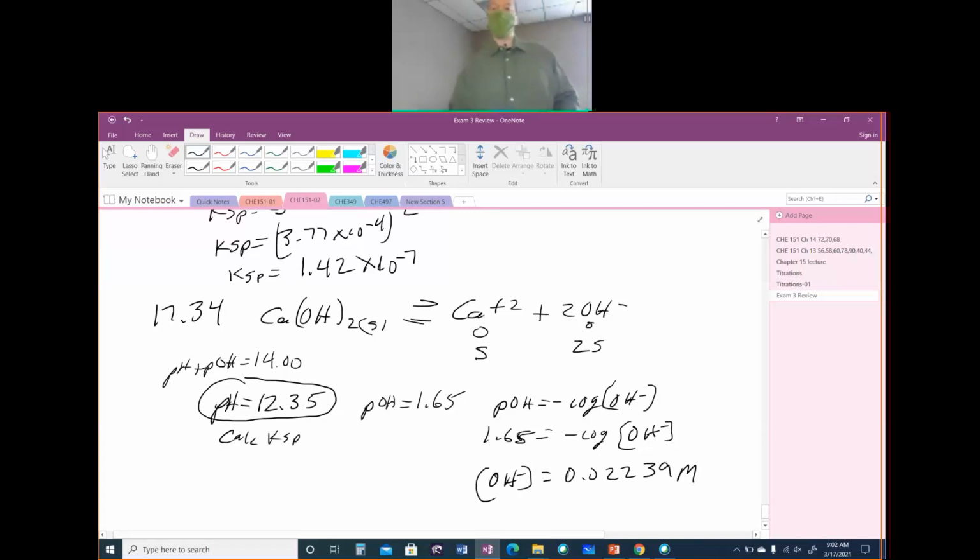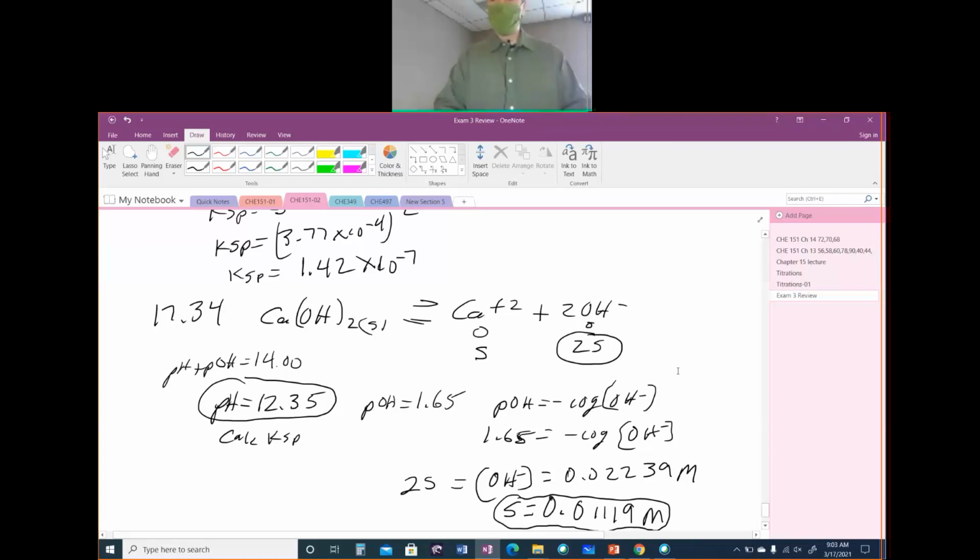All right, and so how does that help? Well, that is equal to 2S. Your concentration of your OH minus at equilibrium, which is where you find your pH and your pOH, is equal to 2S. And so now you have your molar solubility when you divide that by 2, of 0.01119. So that is your solubility in molarity. That is your molar solubility.